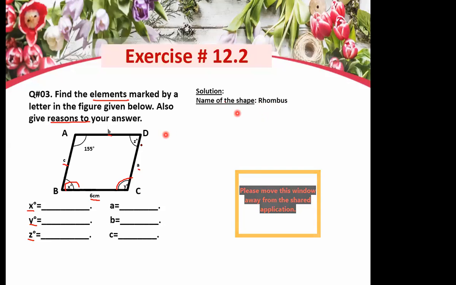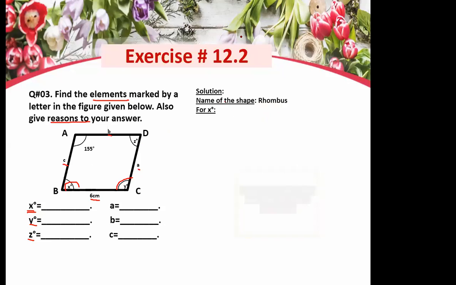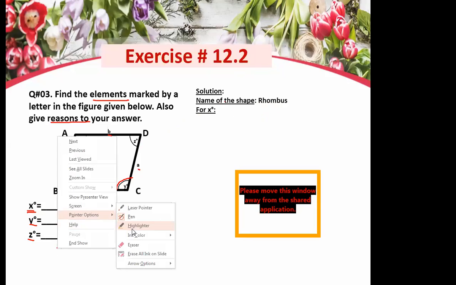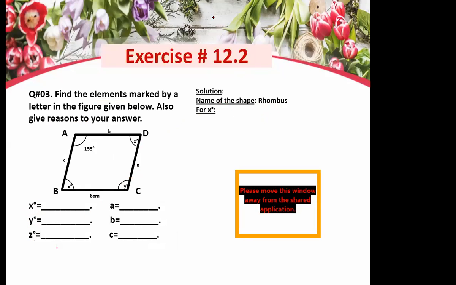Now you first have to find angle x. How will you find angle x? You will write down the heading 4x. Now look here, if you remember the property. So what is the property? Any two consecutive angles of a rhombus are congruent. Remember that, class? Do you remember that concept?